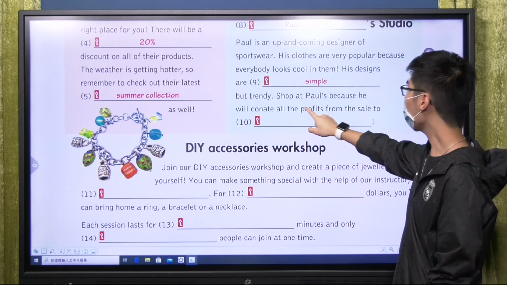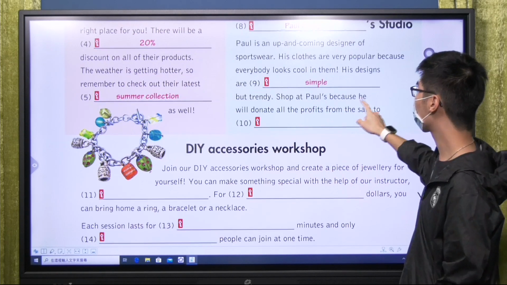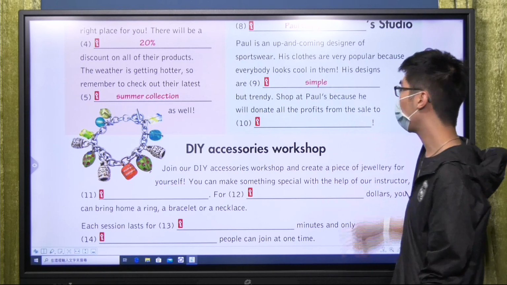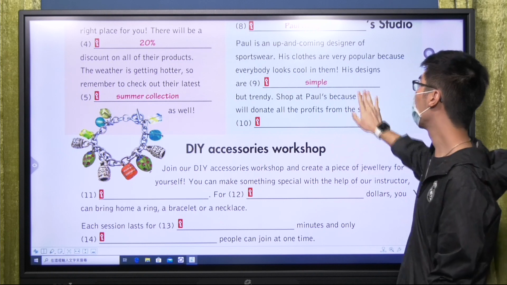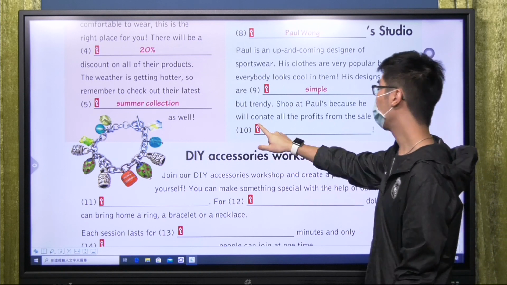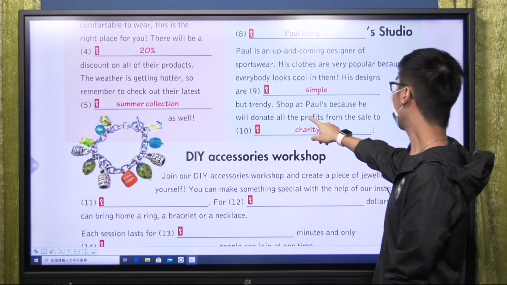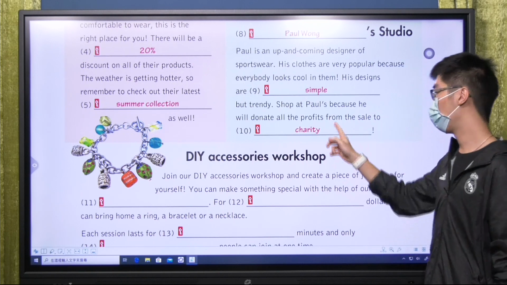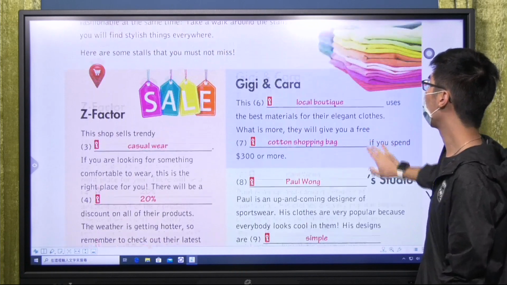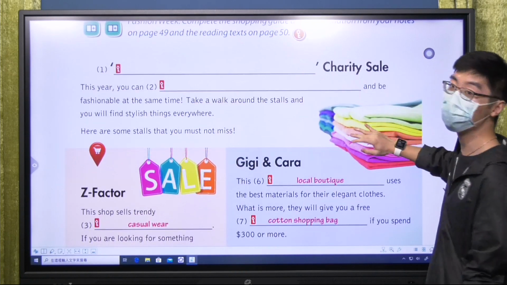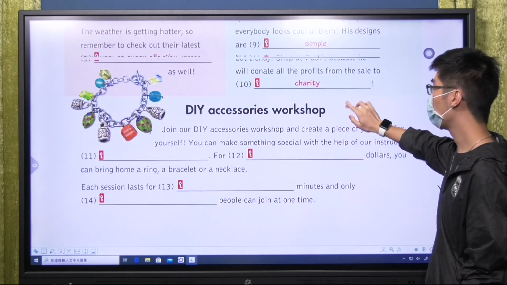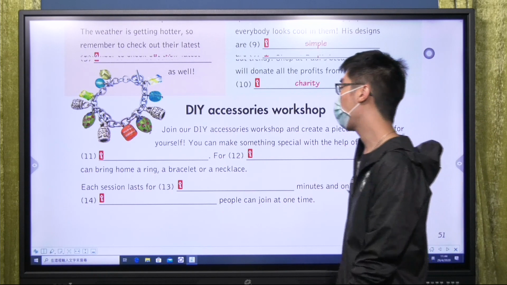And then shop at Paul's because he will donate the profit from the sale to, okay? This is the last part for the Paul Wong Studio as we did in the recording for part A. Donate, meaning to give. All the profit to what? To the charity, because as we mentioned, it is the charity sale, okay? So all the profit will be given to the charity. So next one for the last part.